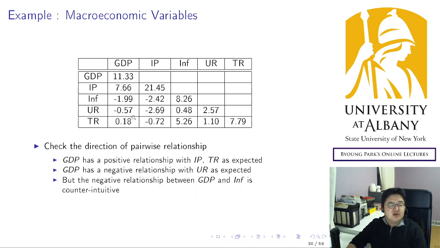For example, among these, if you look at this table, GDP has a positive relationship with IP and TR, treasury bill rate and industrial production. So those two variables have a positive relationship with GDP. But it has a negative relationship with inflation and unemployment rate.